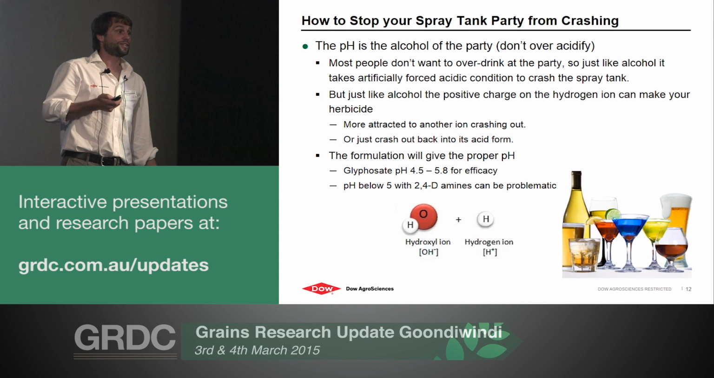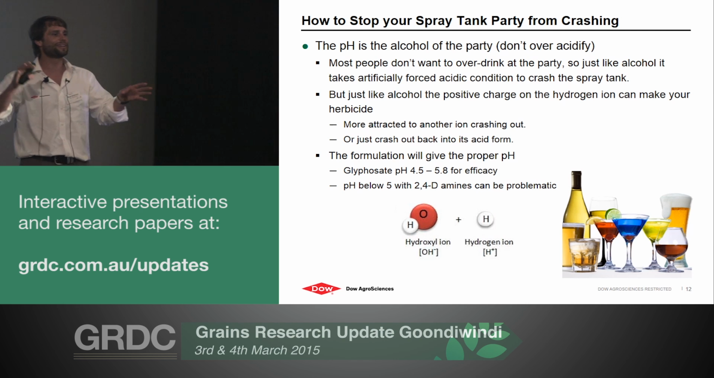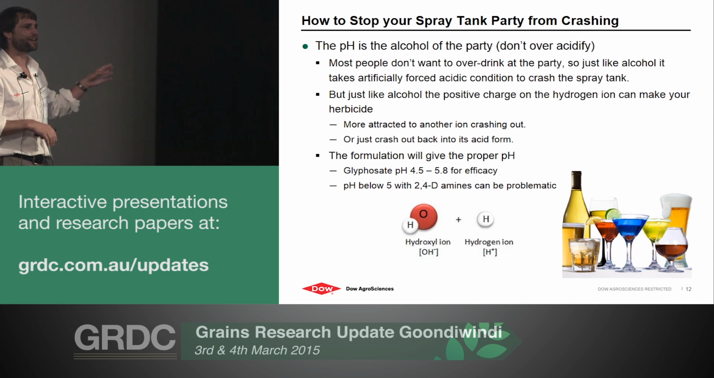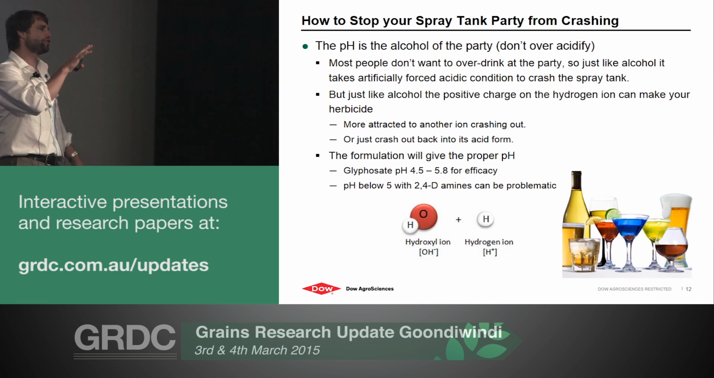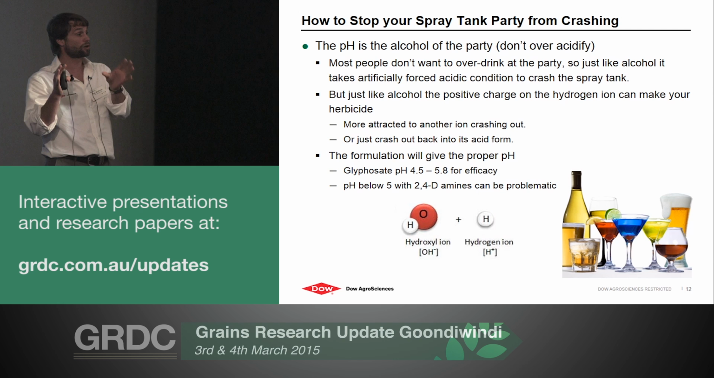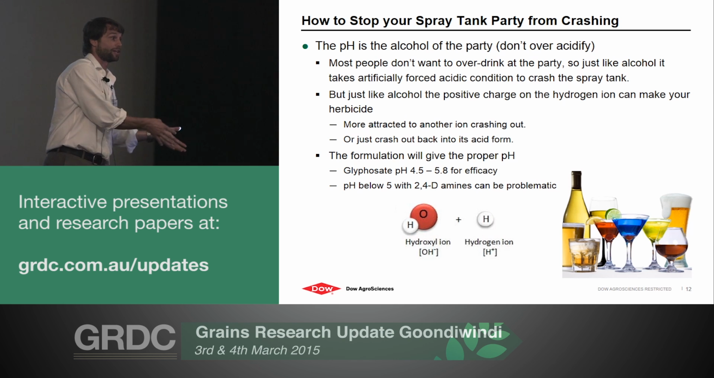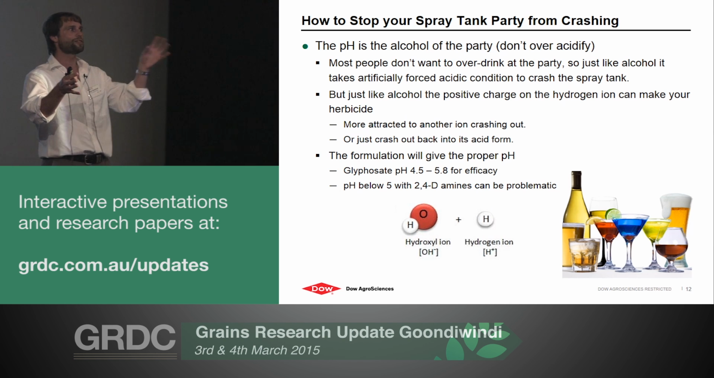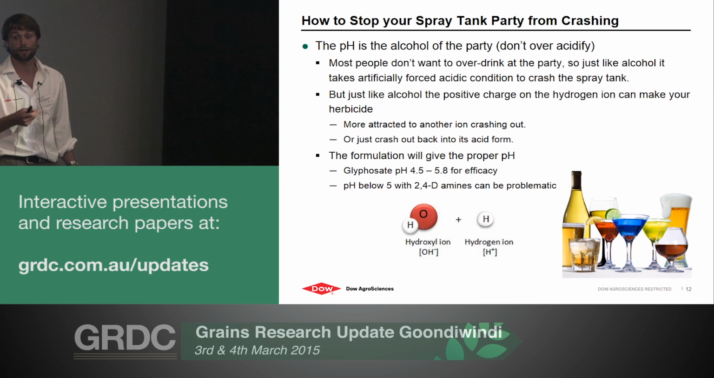Now, pH. pH is like the alcohol of the party. You want to have a few drinks around the party, get the party moving, but if people start playing drinking games, or if you see the funnel coming out, then you know you're going to have a problem. If you start lowering the pH too much, the acid herbicide will actually revert back to its acid form and crash out of the party. Or, just like at other parties with too much alcohol, it'll find another ion attractive and crash out as well and start blocking up your spray tank.